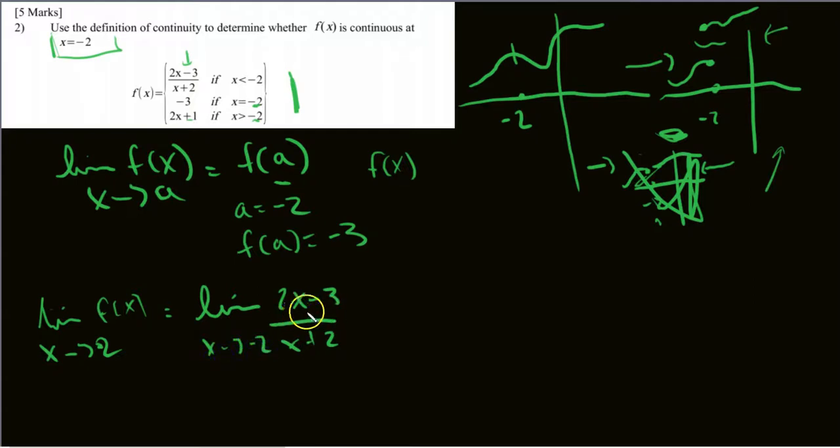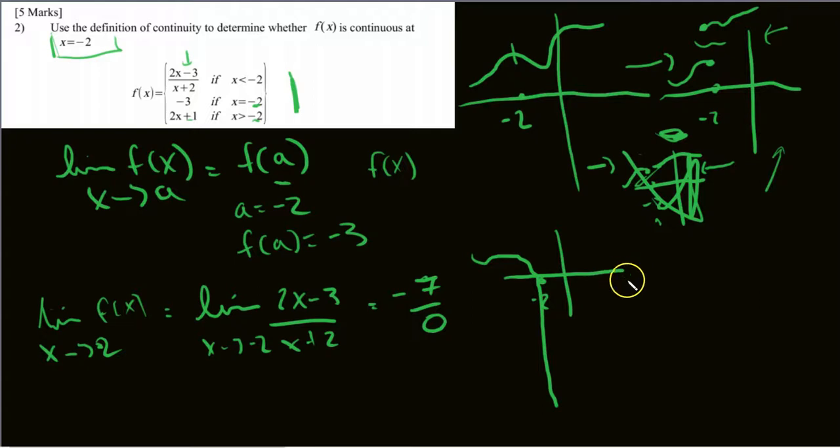So we plug it in the numerator, we get -7 over 0. No, it does not approach -3. What actually happens is that as it's approaching -2, it just ends up going to -infinity. It never has a defined value of -3. Now evaluating the other one. Well, we can conclude right here that it's not continuous at -2, because coming from the left side, we do not have -3.